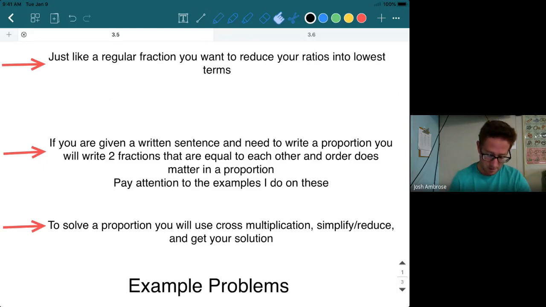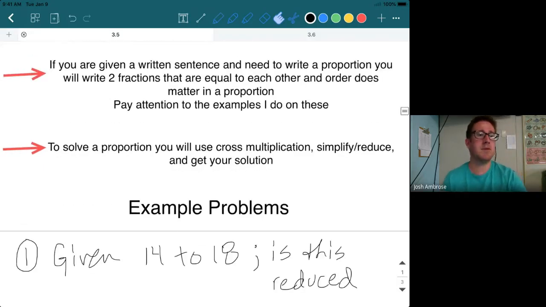Next here, if you're given a written sentence, in other words, actual typed out words, and they want you to write a proportion. A proportion essentially is when you're comparing 2 fractions to one another and they are equal to each other. So a fraction equaling another fraction, that's a proportion. And then pay close attention to some of the examples.